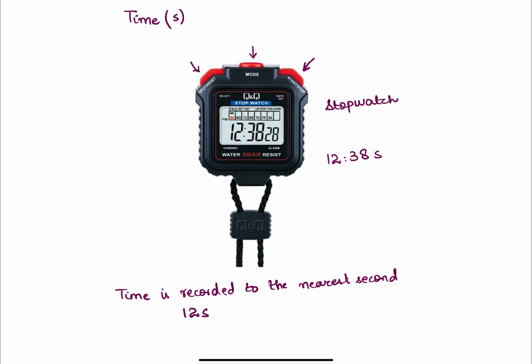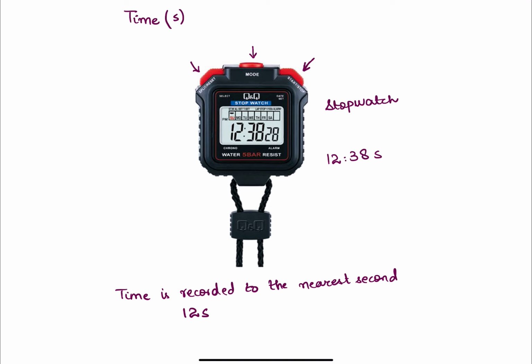If I want really accurate answers, the really accurate reading is 12.38 seconds, and these are also seconds. So 28, 29, 30, 31, and then it's going to be 39 seconds and so on and so forth. That will be really accurate. But usually in your experimental questions in ATP, they ask you to record time to the nearest second. So I will just round it off and write it as 12.